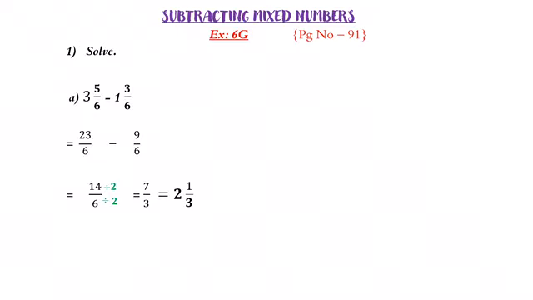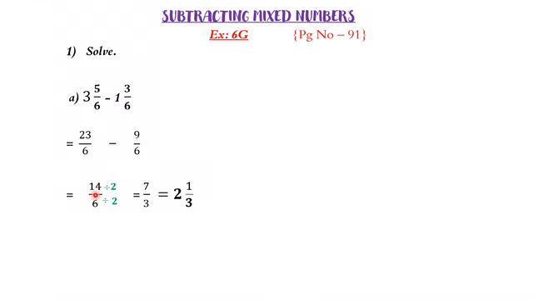This is about subtracting mixed numbers. It's just the same as you have done for addition also. We have to first convert the mixed numbers into their improper fractions and then subtract them. Here the case was quite simple because they already had the same denominators, so we did not take their LCM. We'll only directly subtract the numerators.